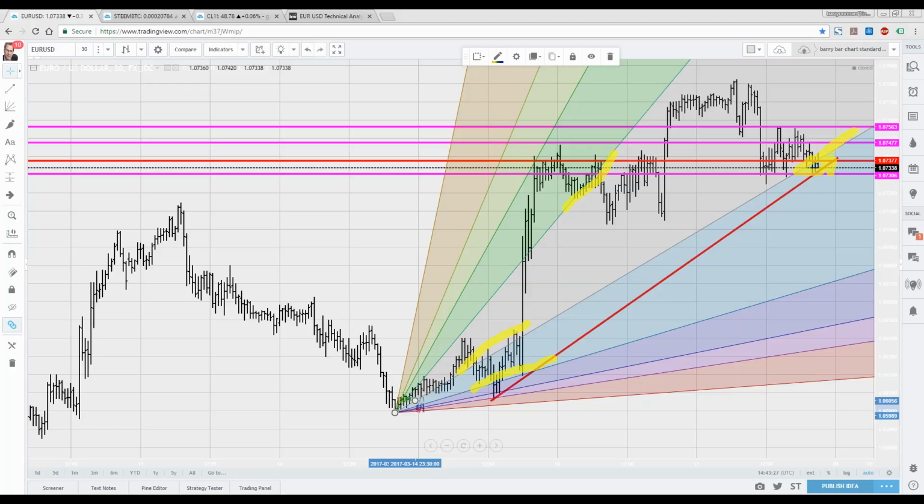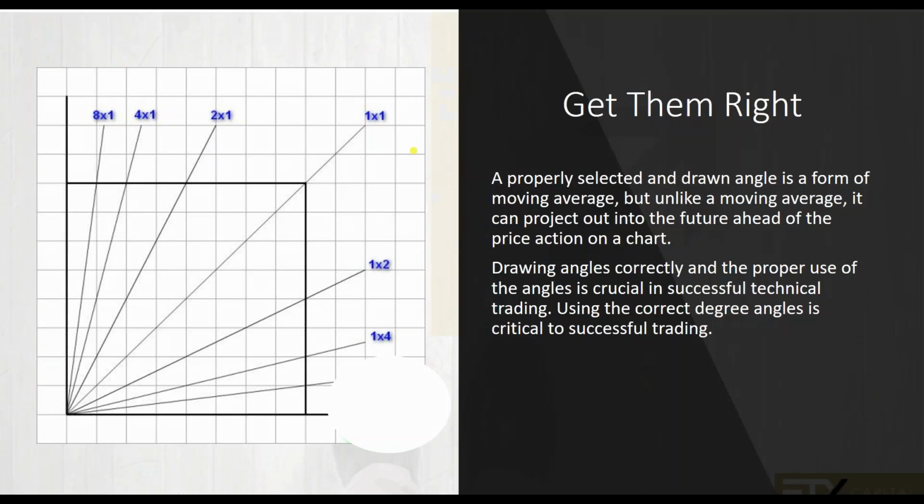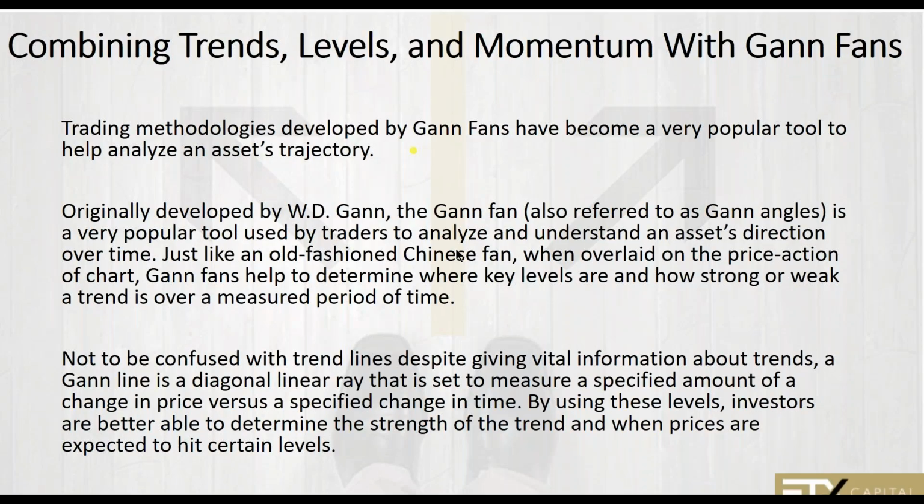Okay, and so they can be used, more importantly, to help indicate where trends are going, as opposed to a trend line which can be validated and end very, very quickly. Trading methodology developed by Gann Fans have become very popular tools to help analyze an asset's trajectory. Not to be confused with trend lines, despite giving vital information about trends, a Gann line is a diagonal linear array that is set to measure a specific amount of change in price versus a specific change in time.